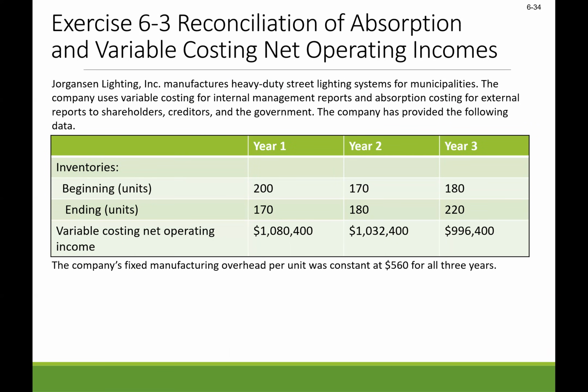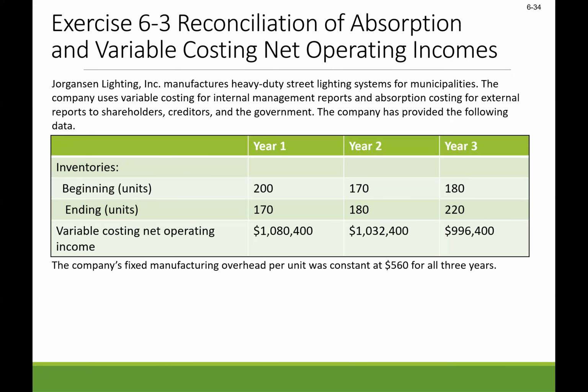Jorgensen Lighting manufactures heavy-duty street lighting systems for municipalities. The company uses variable costing for internal management reports and absorption costing for external reports to shareholders, creditors, and the government. The company has provided the following data. The company's fixed manufacturing overhead per unit was constant at $560 for all 3 years.